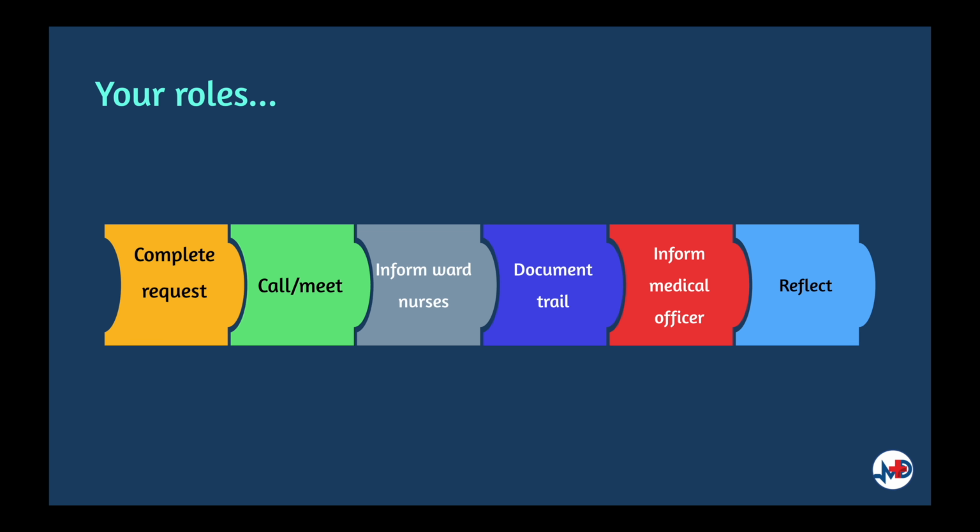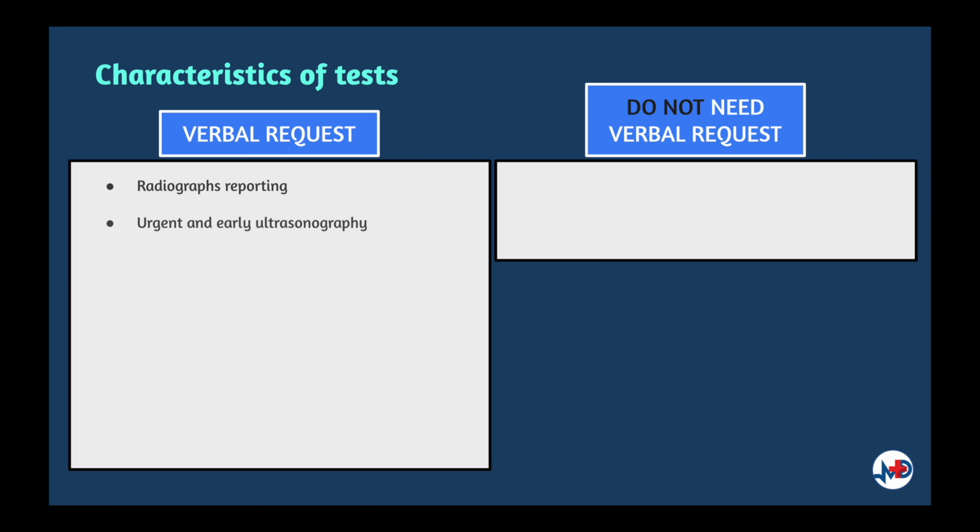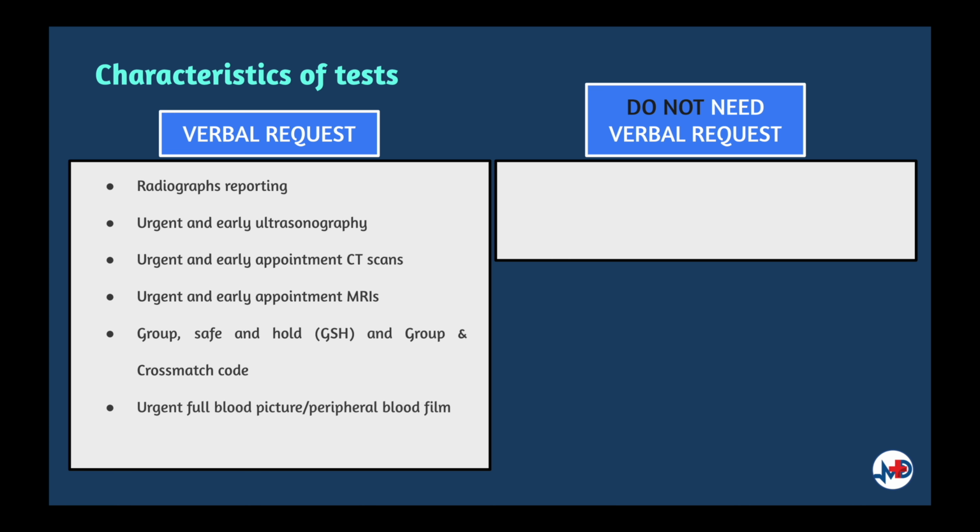patient. If your request is not granted, take down the pointers to why it was rejected and convey the information to your medical officer. Your medical officer will be responsible to troubleshoot the situation. These are examples of tests that require verbal requests on your left and tests that do not require verbal requests, which is on your right.